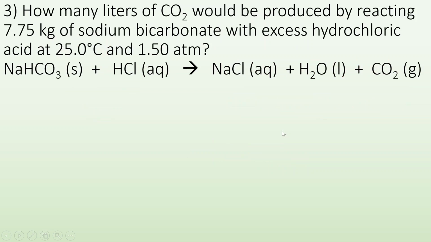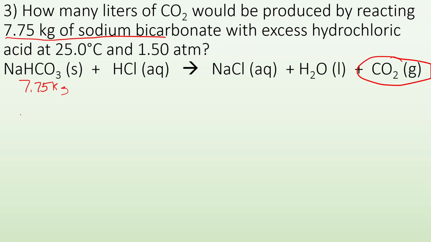Number 3, a little more complicated. How many liters of carbon dioxide would be produced by reacting 7.75 kilograms of sodium bicarbonate with excess hydrochloric acid at 25 degrees Celsius and 1.5 atmospheres? So here we have the balanced chemical equation. And it's saying that we have 7.75 kilograms of sodium bicarbonate, and it's asking, how many liters of CO2 would we make?